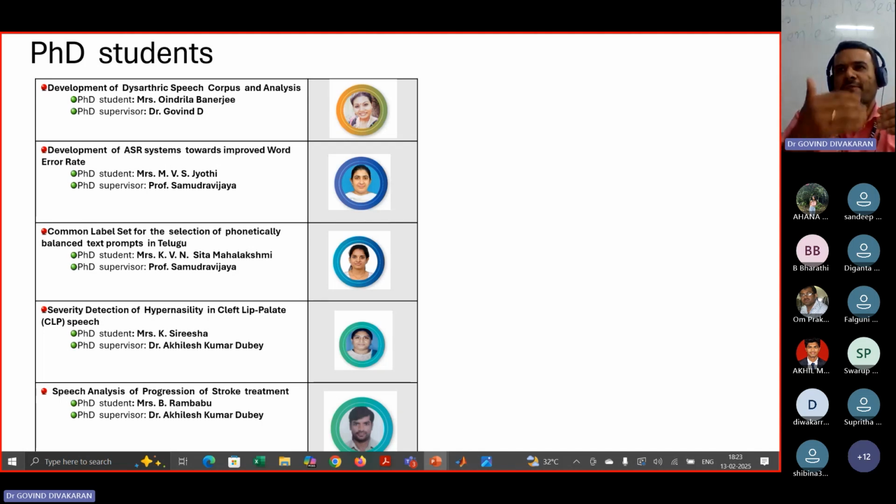How is there any progression? Whether this progression is actually aligned with the observed speech parameters with respect to the assessment made by the clinician. So this is what Ram Babu will be doing.